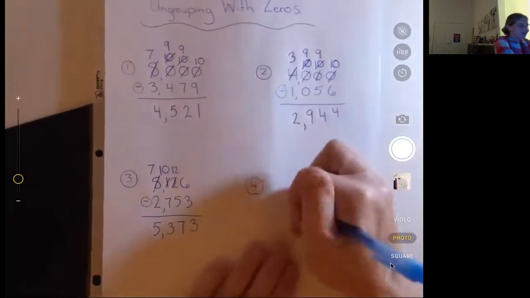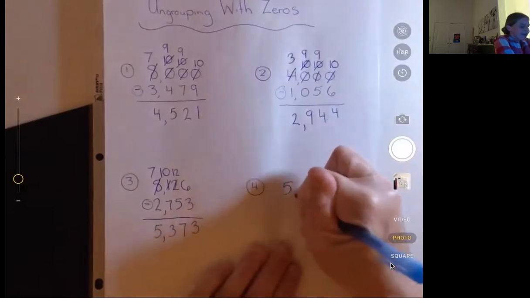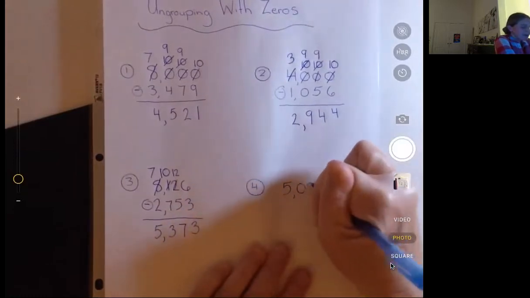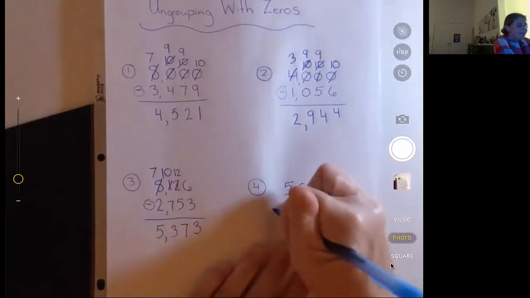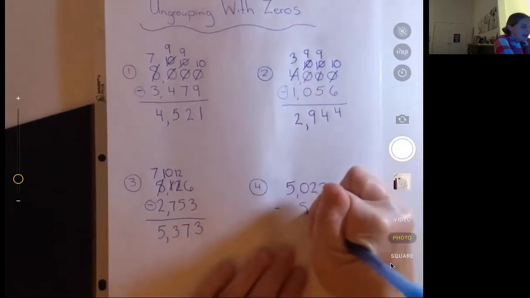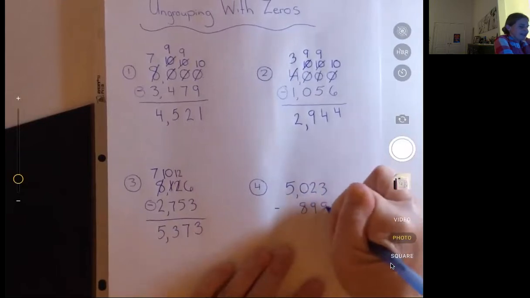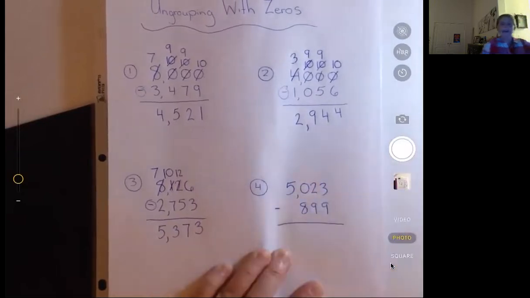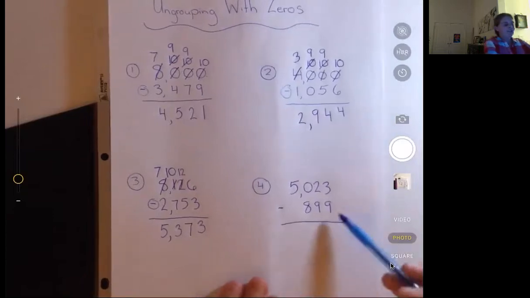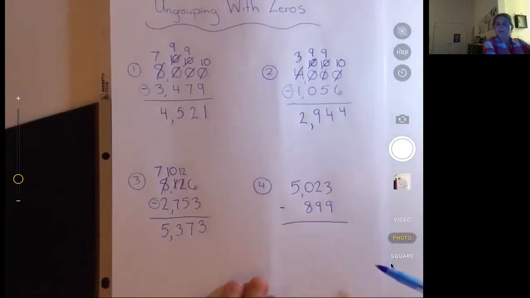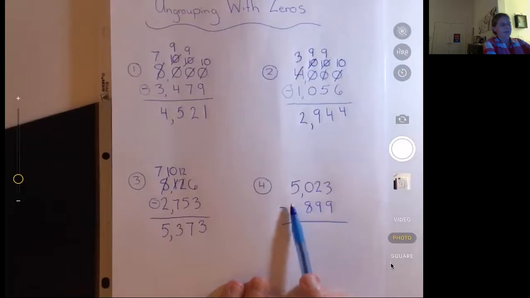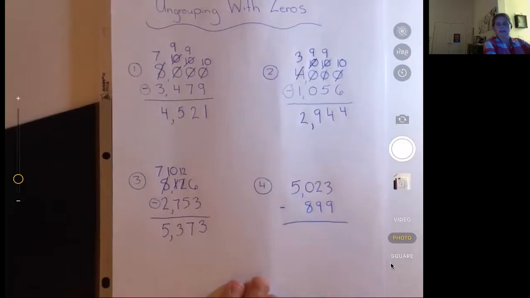All right, here we go. 5,023 minus 899. Okay, a little bit different. I made sure that I lined my places up nice and neat. The bottom number is clearly smaller. It only has 3 digits. So I knew that I had to line the ones, tens, and hundreds up. The top number is clearly bigger because it has a digit in the thousands place.